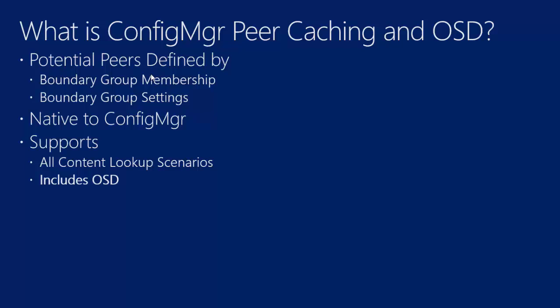There is a specific setting on the boundary group, which we'll show you in just a minute, where you can define that even if machines are in the same boundary group, only machines on the same subnet within that boundary group share content with each other. So peer caching is a capability native to Config Manager, meaning you can take advantage of it in any supported configuration of Config Manager. You just have to turn it on. And in Config Manager specifically, peer caching supports all content lookup scenarios, including OSD, which is what we'll be talking about in this session.